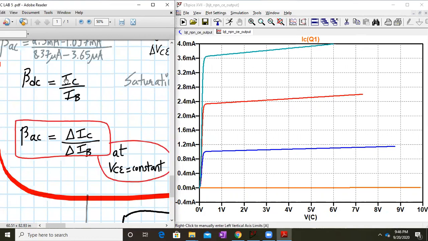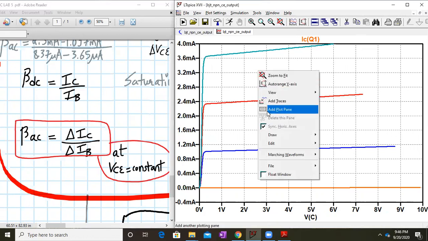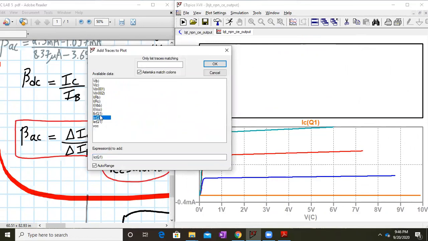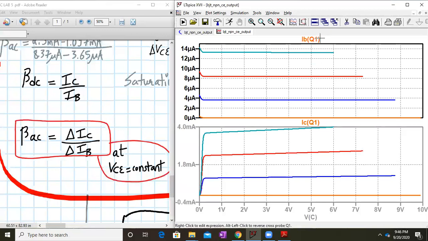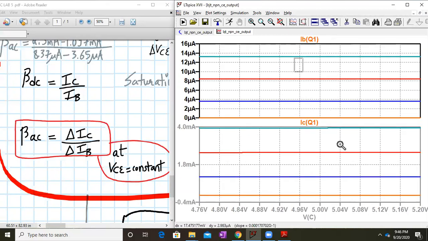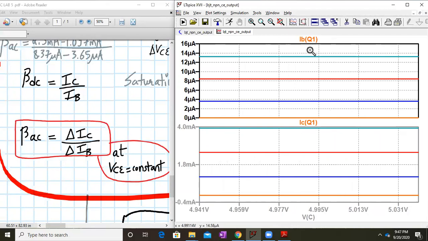For determining beta AC, it is the change of IC upon delta IB. Now you will see here there is no IB. So what we do is right click, add gain plot, and over here right click, add trace, and we just plot IB. Click on OK. So this is my value of IB and these are my values of IC. Now we'll expand it near 5 volts. We'll expand it even more, and we do this exercise 2-3 times so that we get a more accurate value. Okay, now it's better.